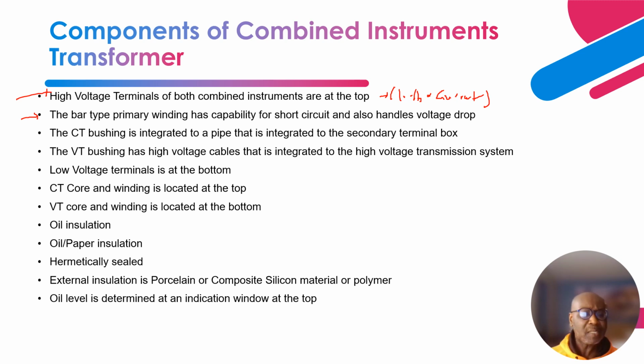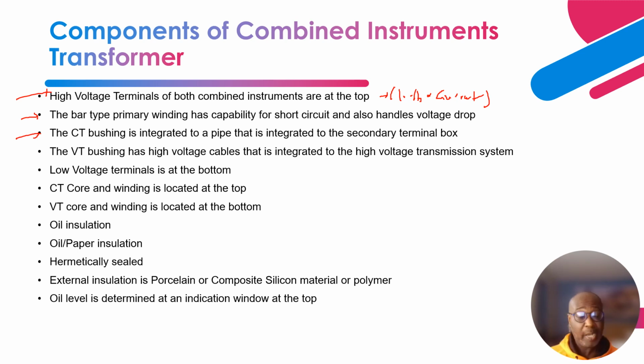It's because of its inherent short circuit capability and also to prevent voltage drop, because if you have to use a conductor, it can have a voltage drop, and that will result in you not measuring the right primary voltage and also primary current. So you see that it has a CT bushing.